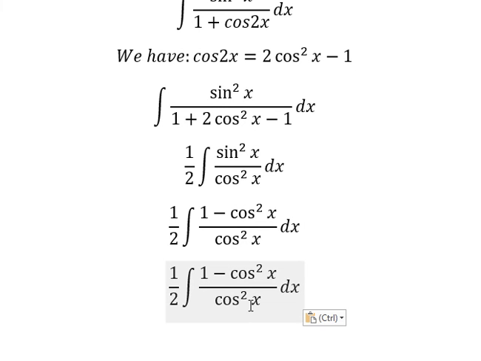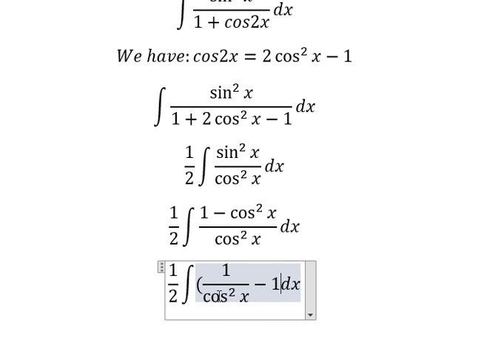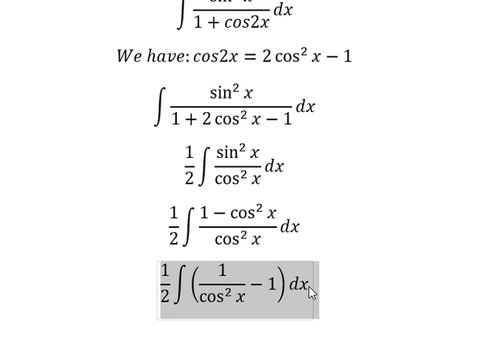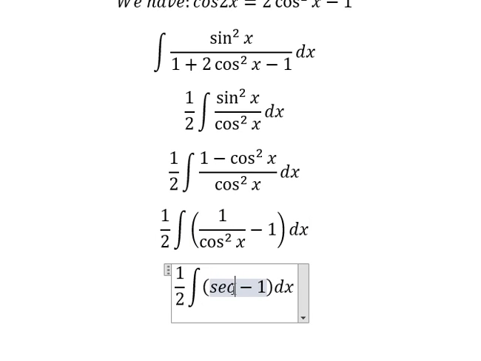1 divided by cosine x squared, and cosine x squared divided by cosine x squared. You got about number 1 in here. So we have 1 over cosine x squared minus number 1. And this one we change into secant of x squared.